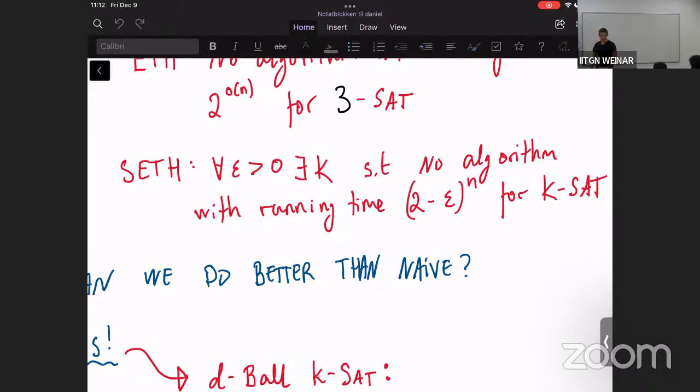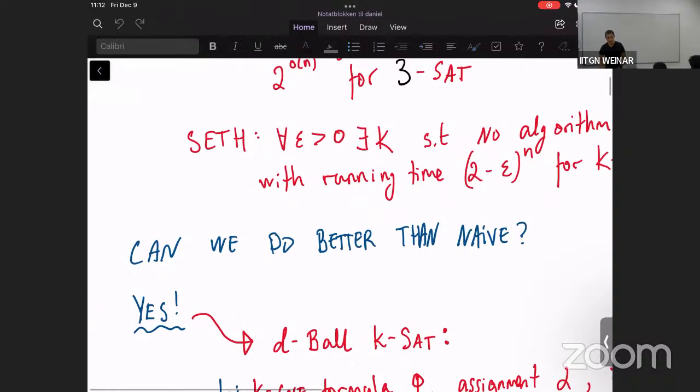So now the question is, can we still do better than naive? Well, if we don't want to disprove ETH or strong ETH, then our better algorithms should all be exponential time. They should all be c to the n for some constant c. And also this constant c should converge to 2 as k tends to infinity. However, we can hope for getting below 2 to the n for each fixed value of k. We can hope to get below 2 to the n for 3-SAT, for 4-SAT, for 1000-SAT, and so on.